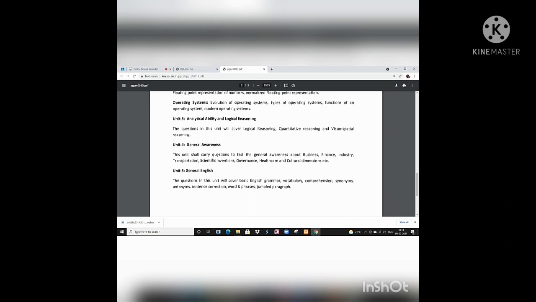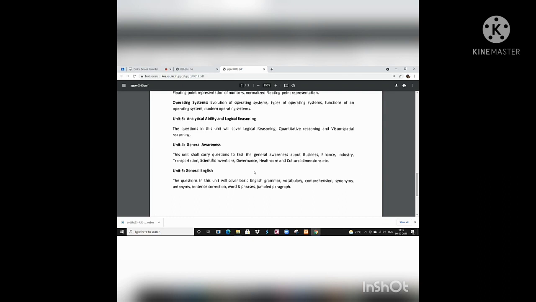This unit shall carry questions to test general awareness. That's why I was always telling you, you must know current affairs, or else they will ask past affairs also. Okay, general awareness about business, finance, industry, transportation, scientific inventions, governance, healthcare, and cultural dimensions.